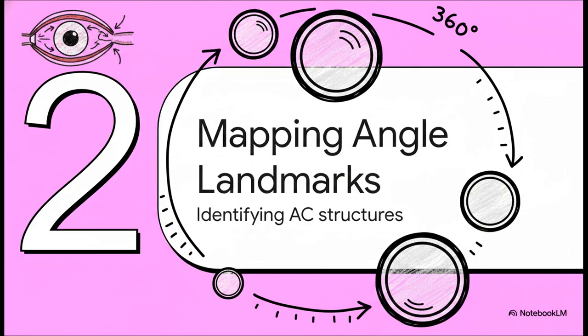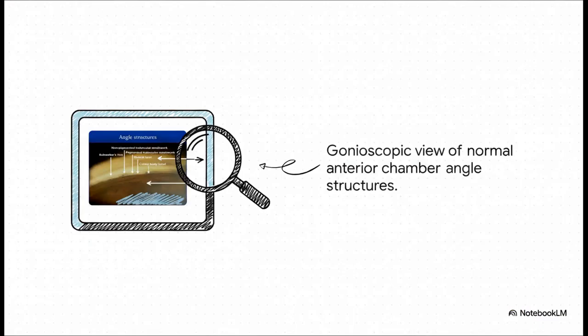Section 2, mapping angle landmarks. So to know if an angle is safe, we first have to know what we're actually looking at, right? Across the entire 360 degrees. Notice how clearly we can see the transition of structures here, from top to bottom. It's almost like looking at a geological core sample.